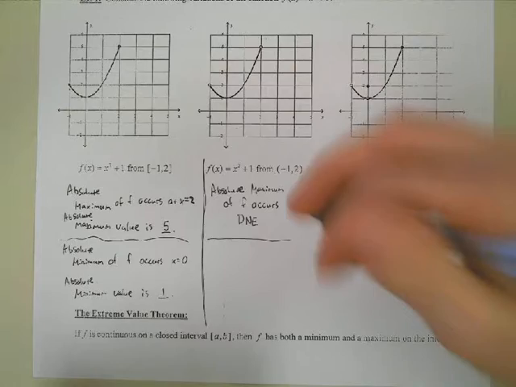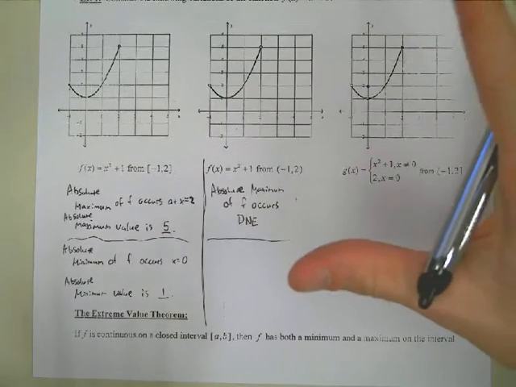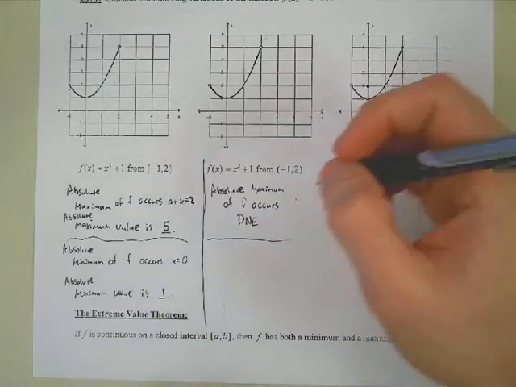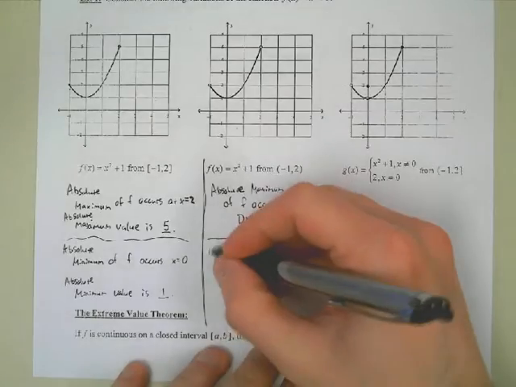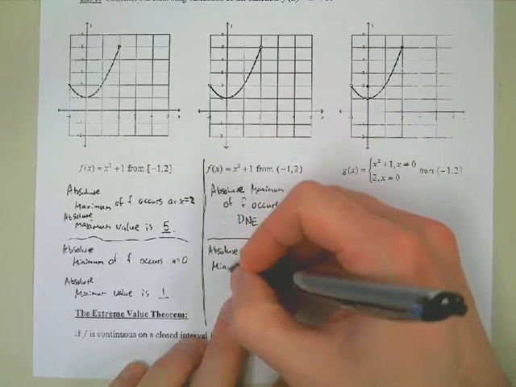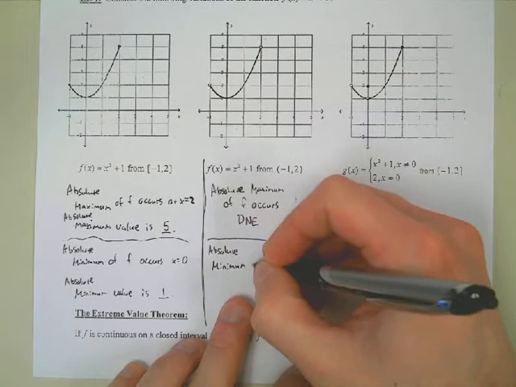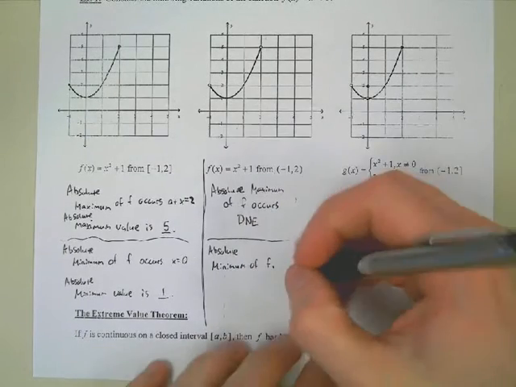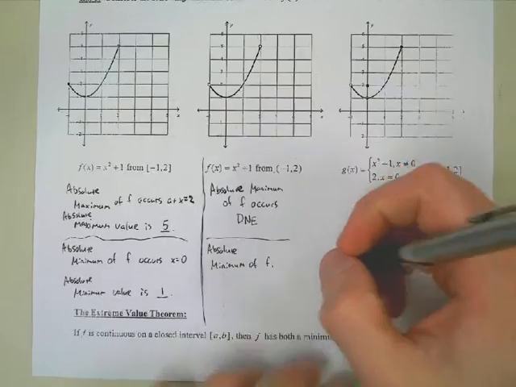So we say it does not exist, and therefore, if the absolute maximum doesn't exist, that means there's no absolute maximum value either. So instead, we can look here though. Do we have an absolute minimum in this case? Let's look at that. Okay, so the absolute minimum of f is going to be what then, Drew?